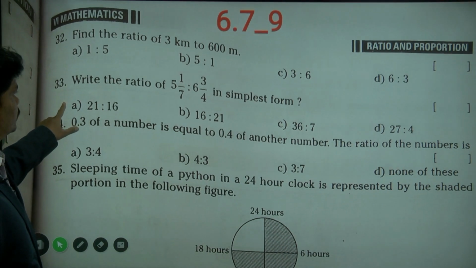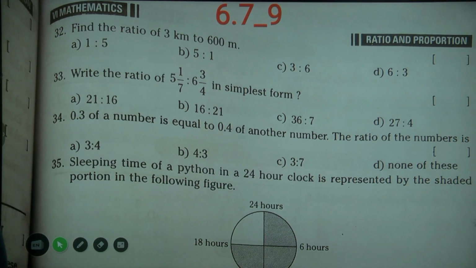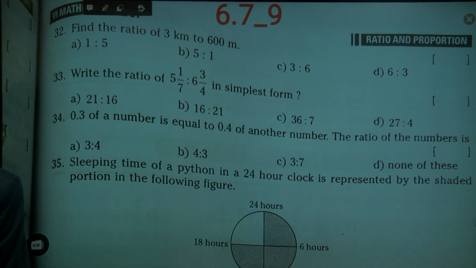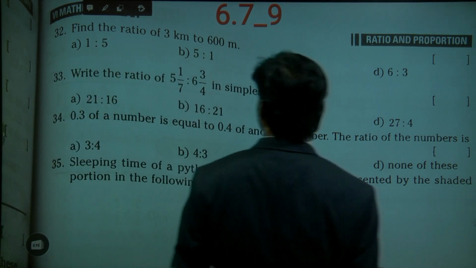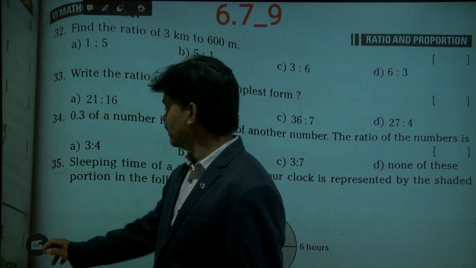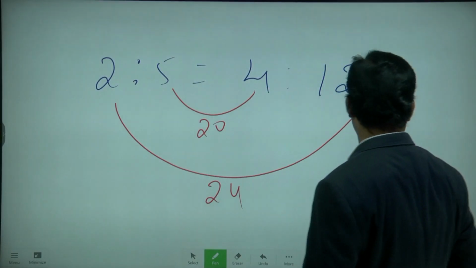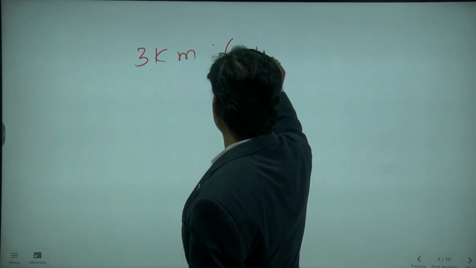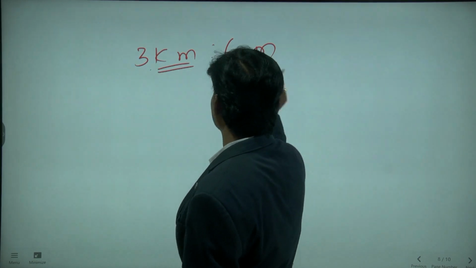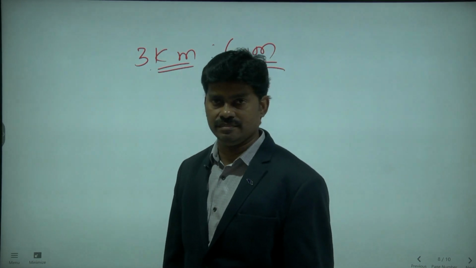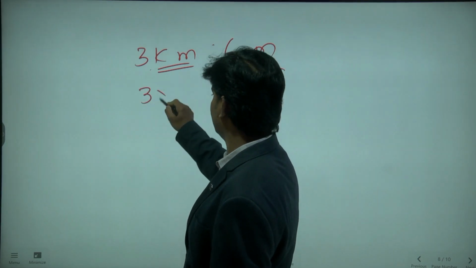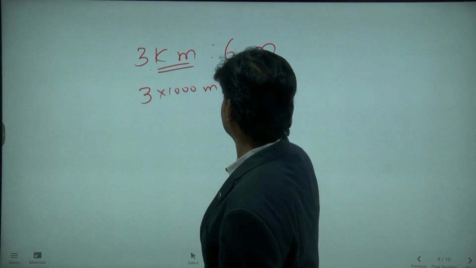See here 32, 33, 34, 35. Let's see this and we'll conclude the class. Find the ratio of 3 kilometers and 600 meters. 3 kilometers, 600 meters. So if you see, they are not like quantities. So we have to convert them into like quantities. 3 kilometers is 3 into 1000 meters, and 6 meters.